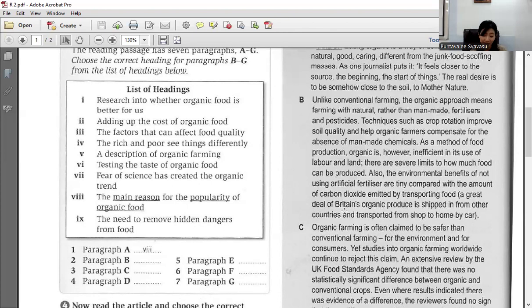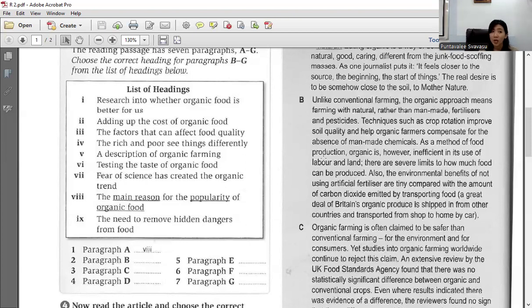It could be some minor details, and then you could get the wrong answer from it. So right now, before you continue the video, I want you to find a topic sentence for each paragraph, from paragraph B to paragraph G.